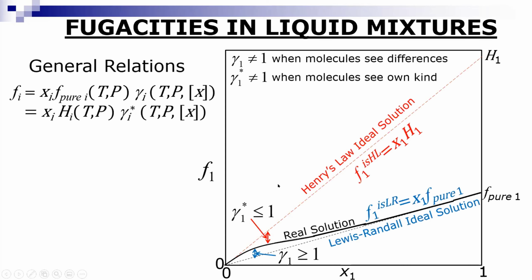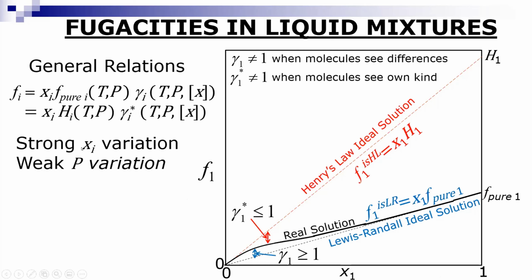So what does the plot look like? Well, here's the Henry's law ideal solution. In the ideal solution, the fugacity is equal to mole fraction times the Henry's constant. And at mole fraction of 1, it's equal to the Henry's constant. The Lewis-Randall ideal solution is the straight line, and it's the mole fraction times f pure 1, the fugacity of pure 1. Now the real solution is what we're after. And you can see that it goes from the Henry's law at dilute solution to the Lewis-Randall law at concentrated solution.